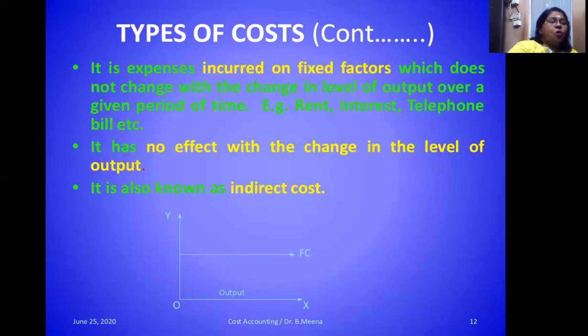The OY axis is the cost, the OX axis is the output. I drew a fixed cost curve which is parallel to the OX axis. That means whether your production is zero, high, or low, the fixed cost, as per our example, is 20,000. So 20,000 remains constant on my OY axis, whatever be the volume of production. That's why the fixed cost curve has a shape parallel to the OX axis. That means the total fixed cost remains constant, whatever be the volume of production.